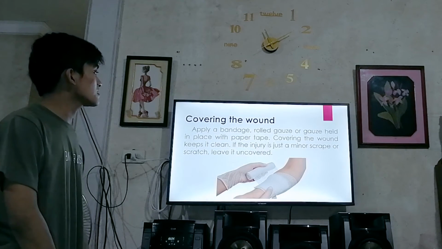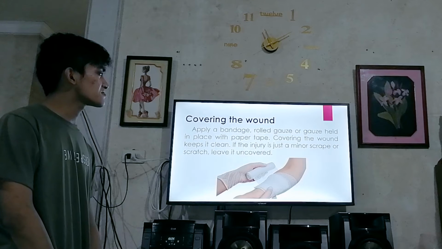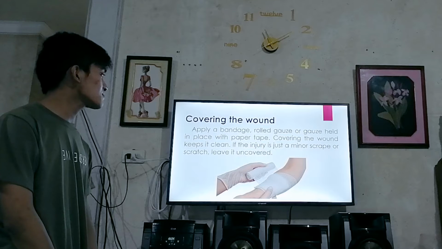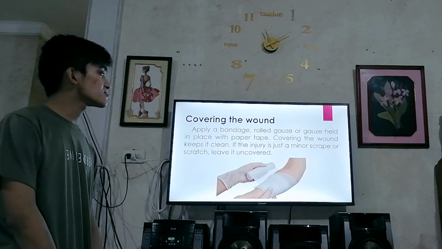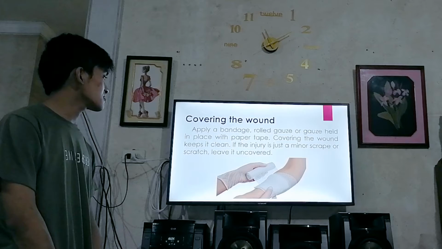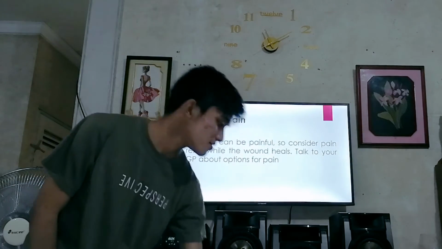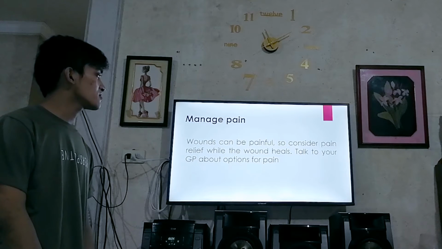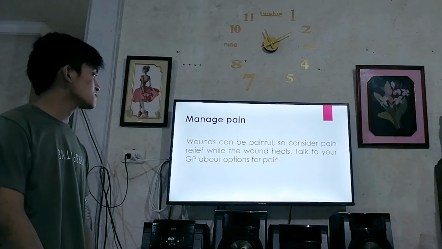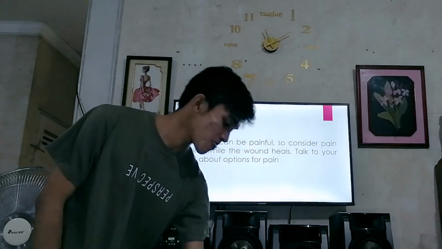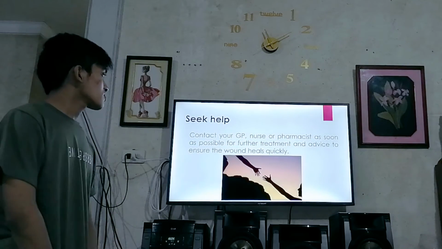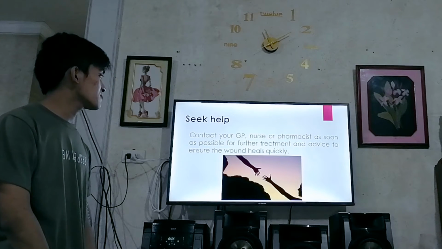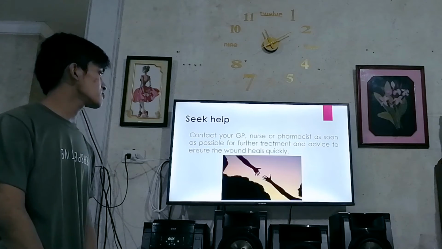Covering the wound. Apply a bandage or rolled gauze held in place with paper tape. Covering the wound keeps it clean. If the injury is just a minor scrape or scratch, leave it uncovered. Manage pain. Wounds can be painful, so consider pain relief while the wound heals. Talk to your GP about options for pain. Seek help. Contact your GP, nurse, or pharmacist as soon as possible for further treatment and advice to ensure the wound heals quickly.